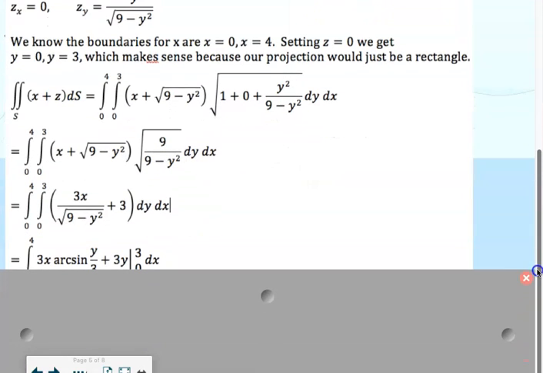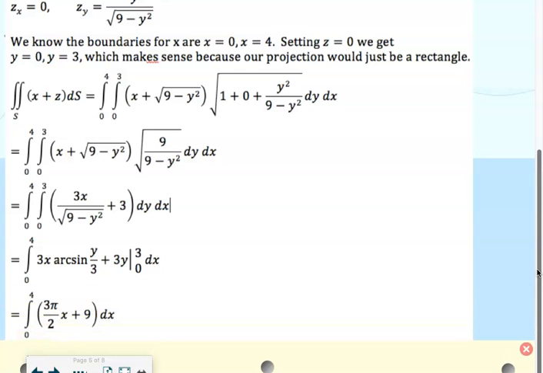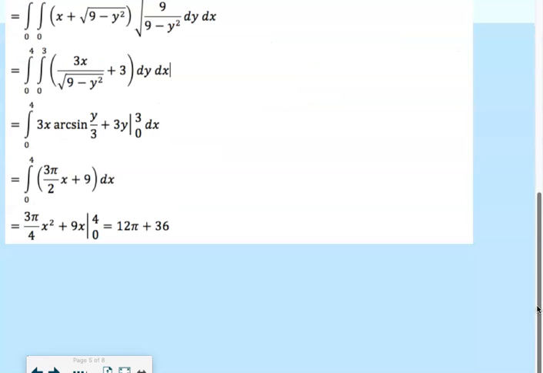So the antiderivative of this guy is just 3x arc sine y over 3 plus 3y, from 0 to 3. Plugging in some numbers, you get a pretty nice function of 3/2 pi x plus 9. Then you anti-differentiate again, and it's easy peasy: 12 pi plus 36. The only part of this whole problem that was really difficult was just knowing this antiderivative. Everything else was pretty straightforward.